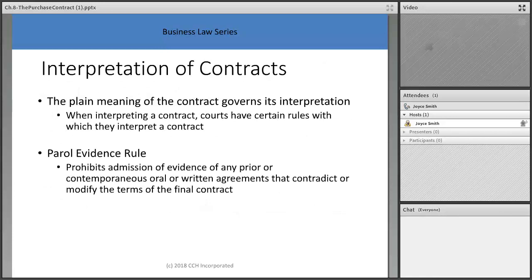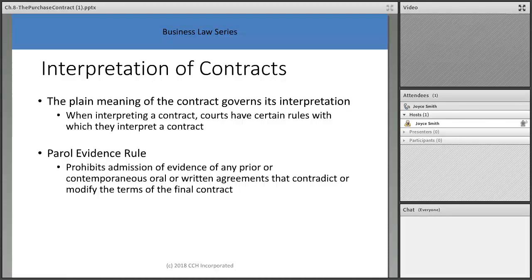Plain meaning of the contract governs an interpretation. When interpreting a contract, courts have certain rules with which they interpret a contract. Okay, whoever writes the contract, your attorney, or I'm using one of these standard contracts, but there's something in here that's not clear. The courts will rule against the person that drafted the contract. If there's ambiguities, they rule against the person that drafts the contract. That's why we like this contract too, because this contract's been around. There's not too many ambiguities about it.